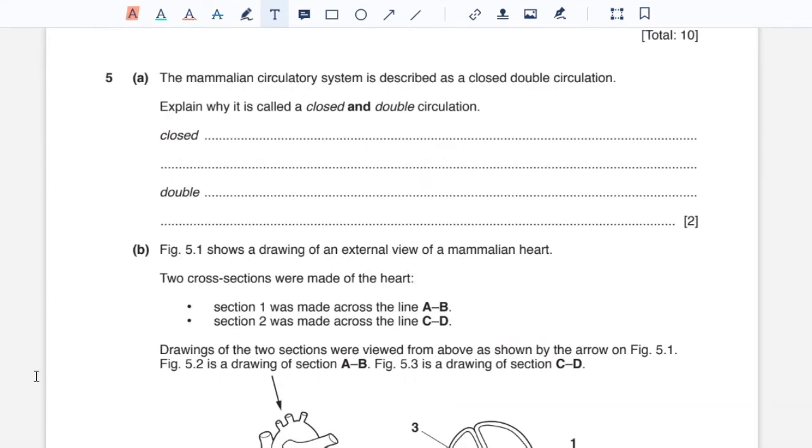5a. The mammalian circulatory system is described as a closed double circulation. Explain what is meant, why it is called closed and double. It's called closed because all of the blood remains within the blood vessels, and double because all of the blood passes twice through the heart in one complete circulation.